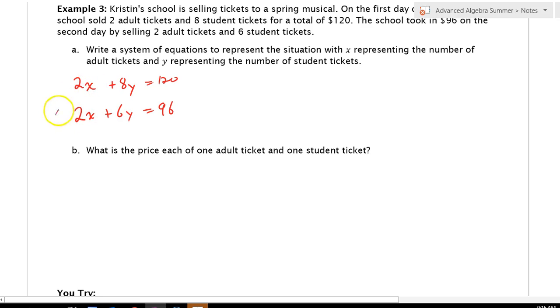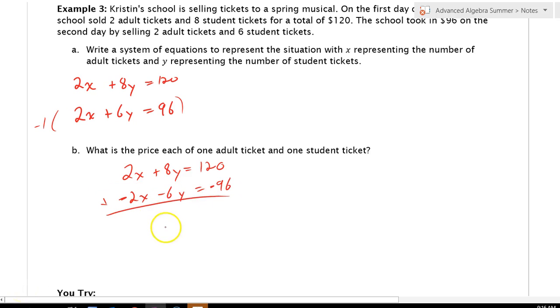So if we use some elimination, I'll multiply the second equation by -1 to get the x's to cancel. So I get 2x plus 8y is equal to 120. Then -2x minus 6y is equal to -96. Combining here, we have these canceled, and I'd get 2y is equal to positive, let's see, 24. Then if we go ahead here and divide, I'd get y is equal to 12. So now to figure out the other side of this, I would take either of my original equations and plug in.